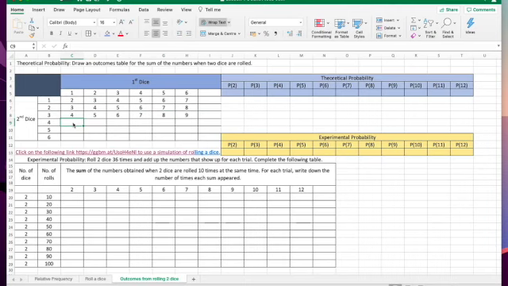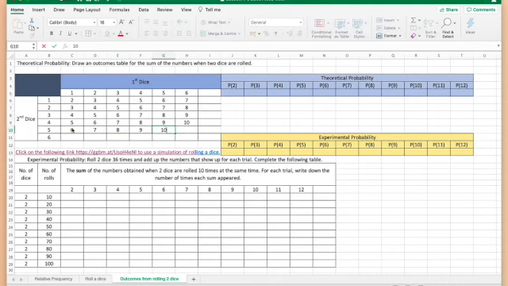So let's complete this very quickly. That one will be 6 here. That's 7, that's 8, that's 9. That is 10, that's 11. Then this one here will give us a 7. You see that? That's a 1 and a 6, so that's a 7. That will give us 8. That gives us 9. That gives us 10. That one gives us 11. And that one gives us 12.